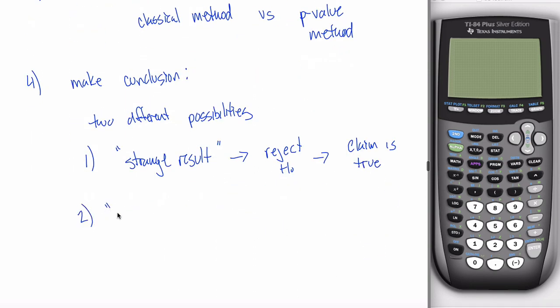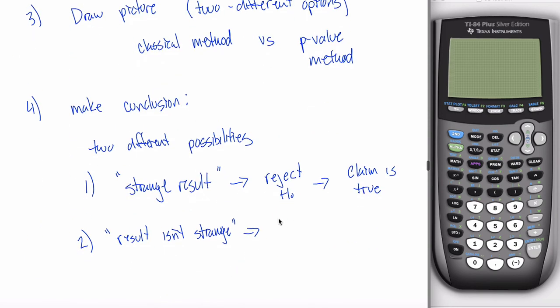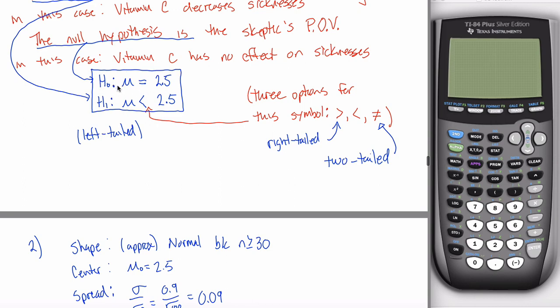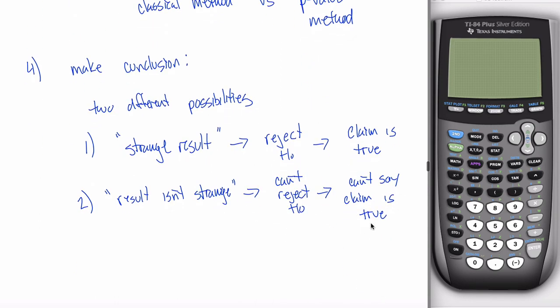Alternatively, if the result isn't strange, well, if we assume the null hypothesis is true and we don't get a strange result, then we can't reject the null hypothesis. So what does that mean? You might think that it means the null hypothesis is true and therefore the claim is false, but it doesn't. If we cannot reject the null hypothesis, then we can't say that the claim is true. Which logically is different than saying that this claim is false.